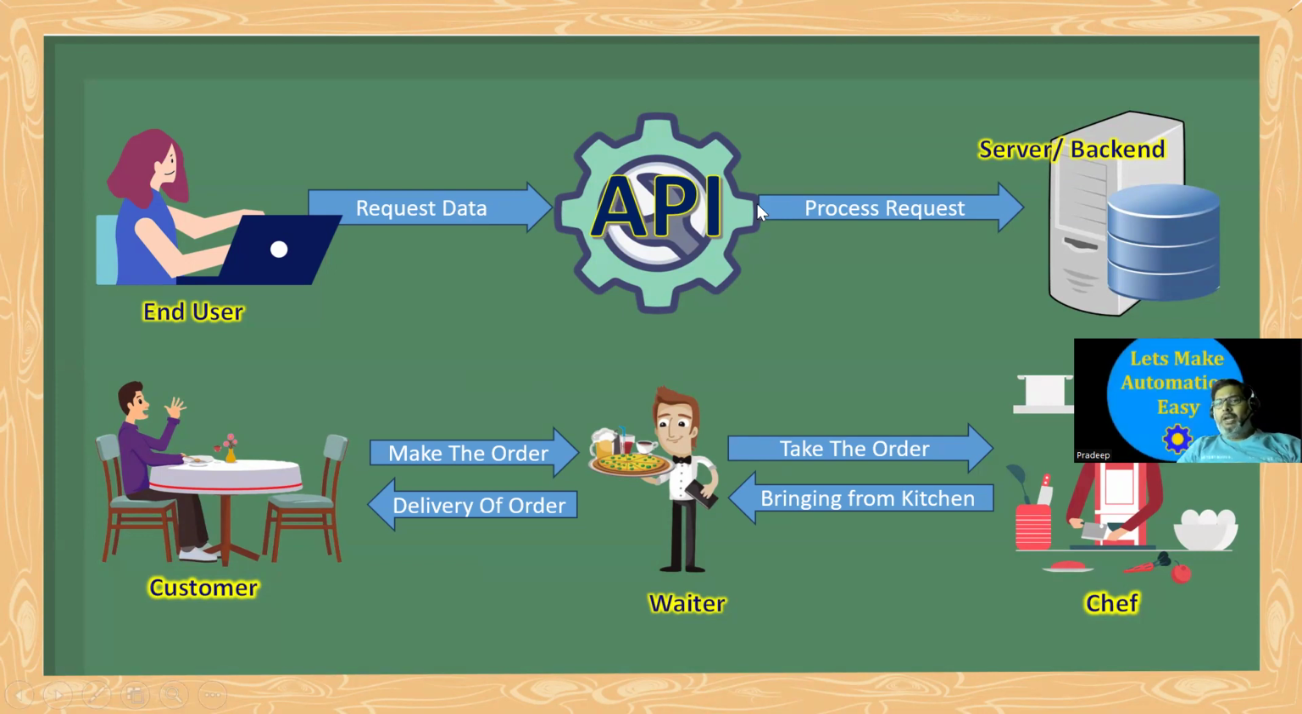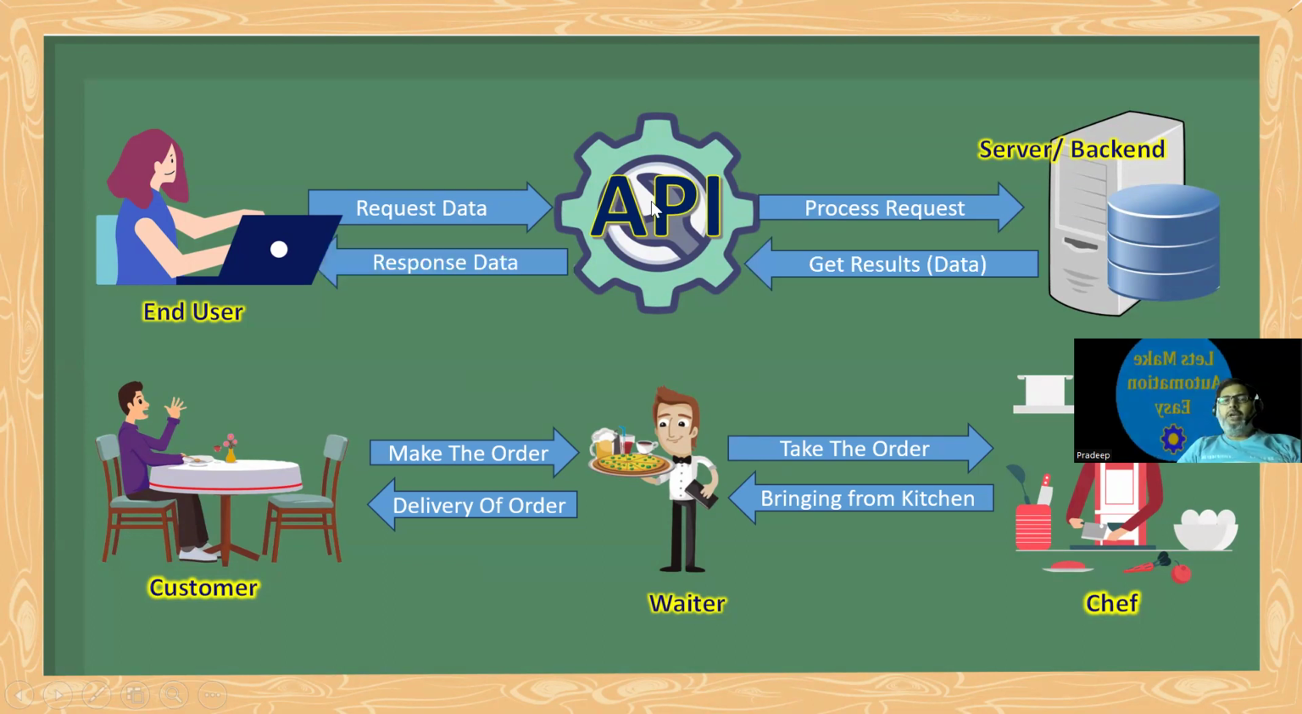Now the API sends or processes the request, the API gets the result from the DB, and the API sends that data to the end user. So here the API is working as a middleman, as a communicator, as an interface. That's why API is called application programming interface, meaning whenever two applications or two machines want to communicate with each other, you can take the help of an API.